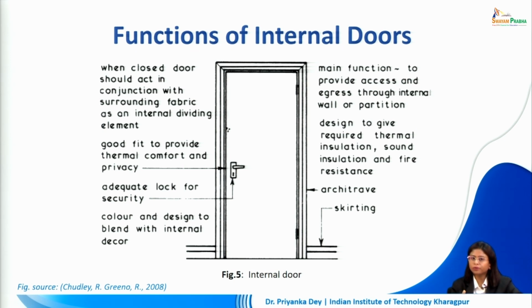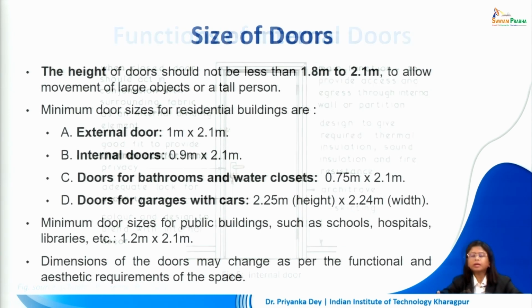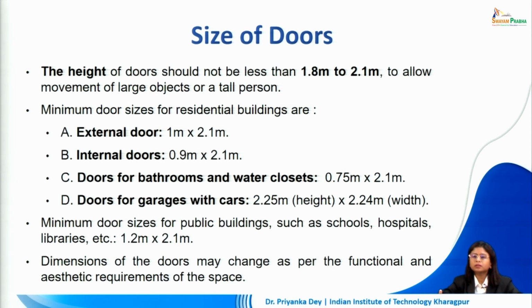There is a lock for adequate security, and the design or color that we are selecting, or even the material that we are selecting, should be something that goes well with the internal decor that we have gone for or the interior design of the space. Now, there are certain thumb rules that determine the height and width of doors. Depending upon whether they are external doors, internal doors, or which part of the house they give access to or what are the rooms they are leading to, we can decide what is the most appropriate size for our door.